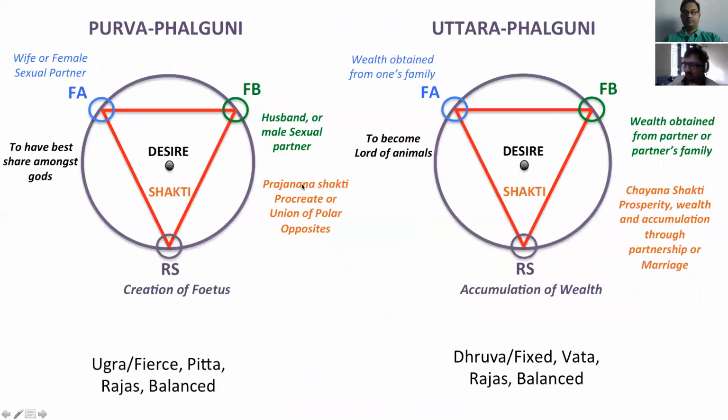However, as I showed early on with the Purva Phalguni Nakshatra, on the left side you have the energetic pattern of Purva Phalguni, and you have the same pattern for Uttara Phalguni. If you compare the foundation above, wife or female sexual partner for Purva Phalguni becomes, in Uttara Phalguni, wealth obtained from one's family. Foundation below, husband or male sexual partner for Purva Phalguni, becomes wealth obtained from a partner's family. So again, it's a theme of union or marriage that's happening.